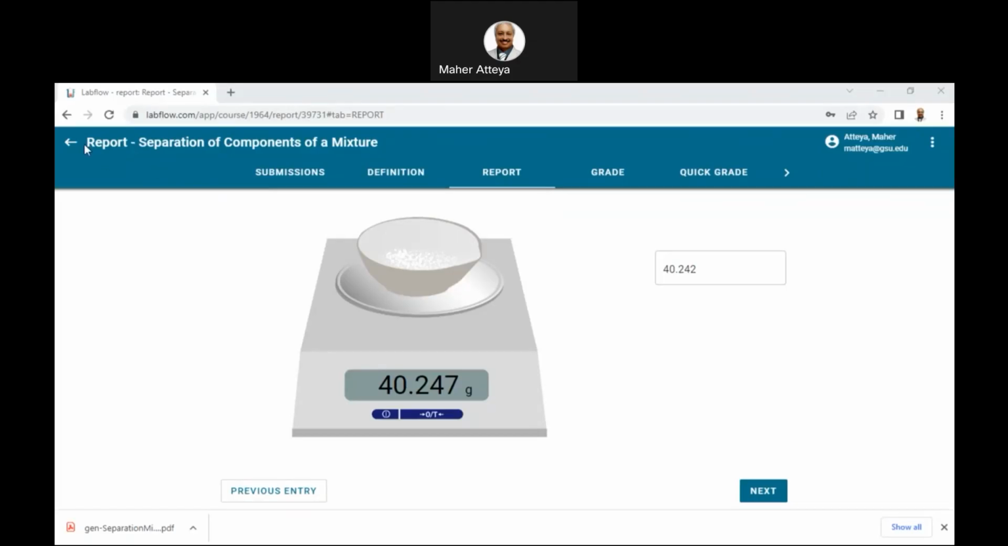So this is 40.24. Okay, then copy this one here. Paste it, and bring it down to here. Okay, now, as you can see, we are approaching the end of the experiment, so we can start entering the data and go for the calculation. So next, we'll hit next. So we have 40.247, correct? Okay, next.